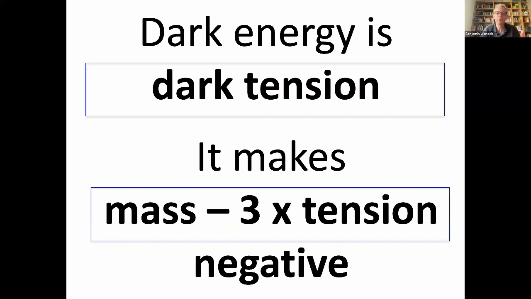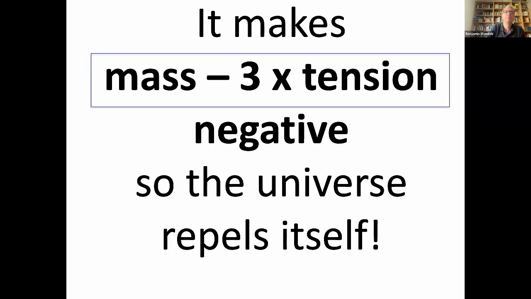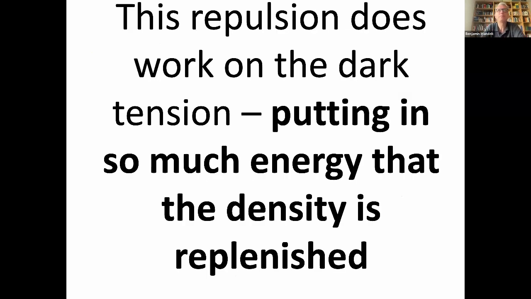It makes mass minus 3 times tension negative, because the tension is so super large that when you pull on it, the overall gravity actually makes it fly apart. Einstein's gravity becomes repulsive. So it's not anti-gravity. It is gravity, but gravity is repulsive when the tension is large. So the universe repels itself when it's filled with this dark tension, the dark energy.